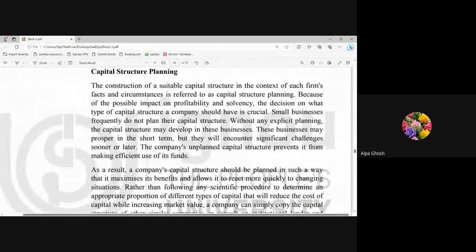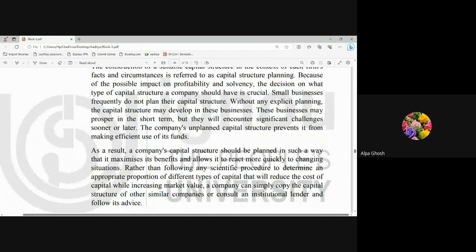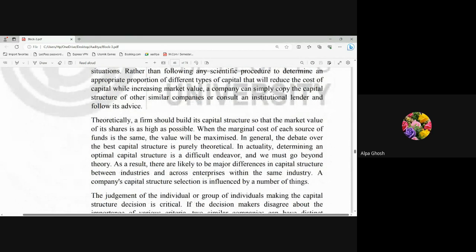We need to plan the capital structure. Capital structure is planned according to the efficiency of the business. We need to analyze the profitability and solvency of the business, and on the basis of profitability and solvency, the decision on what type of capital structure the company should have has to be decided. The capital structure should be designed in such a manner that it reduces the cost of capital while increasing the market value of the company and the market value of the shares.